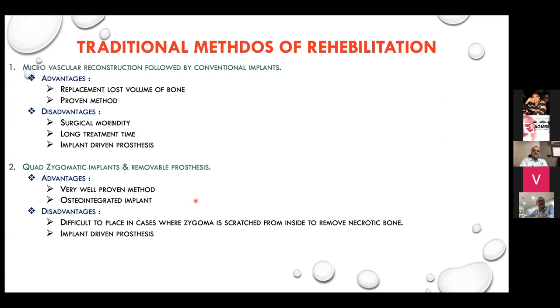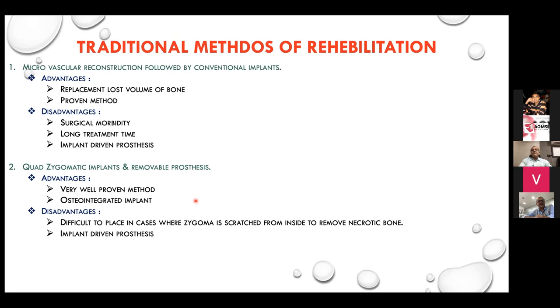The second most conventional method is placement of a free fibula or a free graft. I think Jan is already speaking on that. It has the advantage of replacing the volume of the bone with bone, which is one of the goals when you rehabilitate this patient. The only thing is, the prosthetic time may get longer, since you place the bone first.